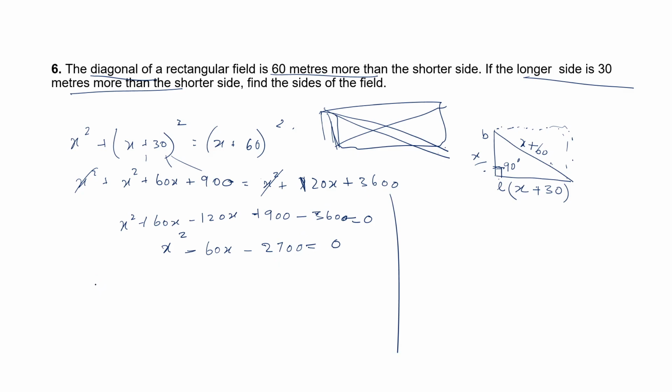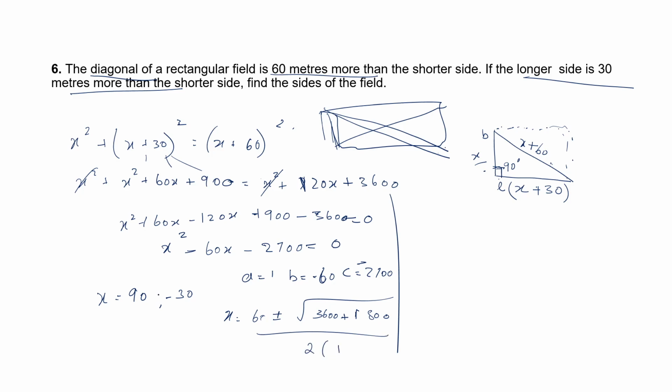Now you go by the methods. After any of the methods, you can arrive at x is equal to 90 and x is equal to minus 30. a is equal to 1, b is equal to minus 60, this I guess you can do by yourself. C is equal to minus 2700. Put all this in minus b plus or minus root of b square minus 4ac. So like this you can get the value. The value of x will be 90 and minus 30. You can do this by yourself.